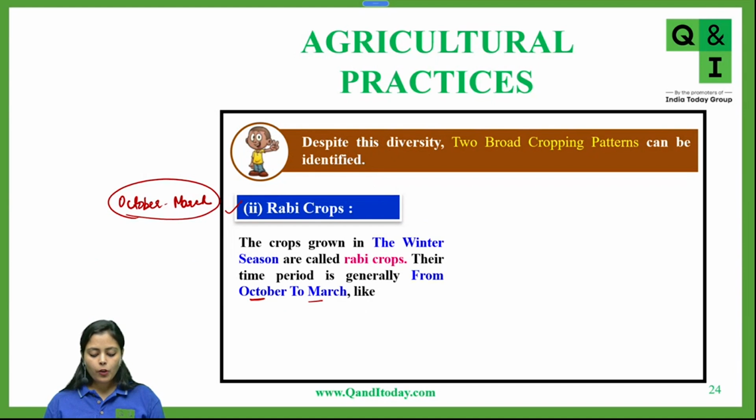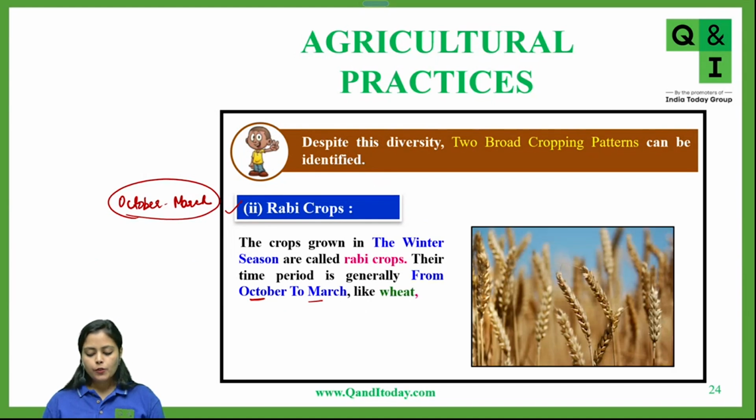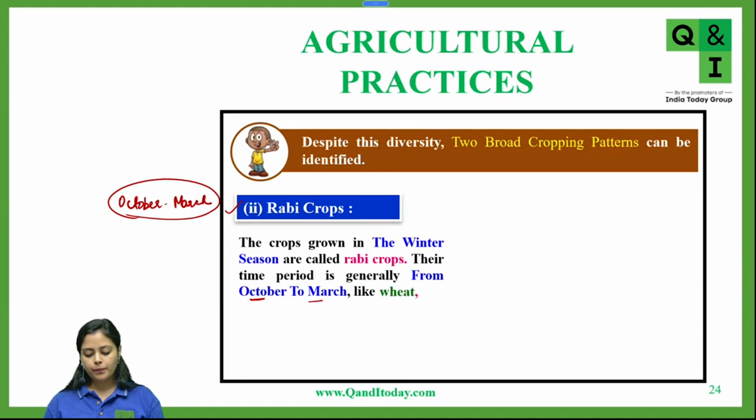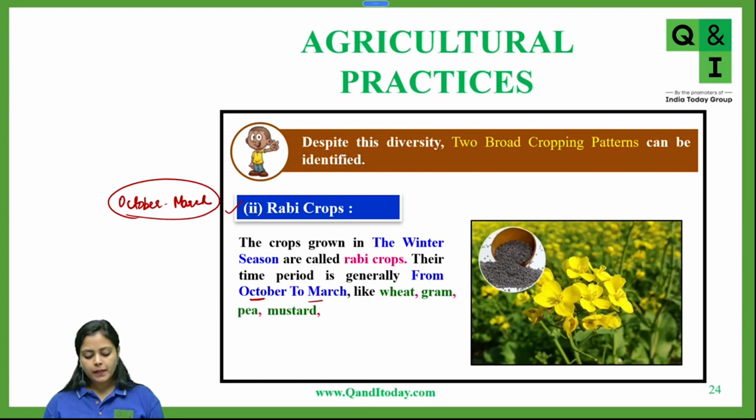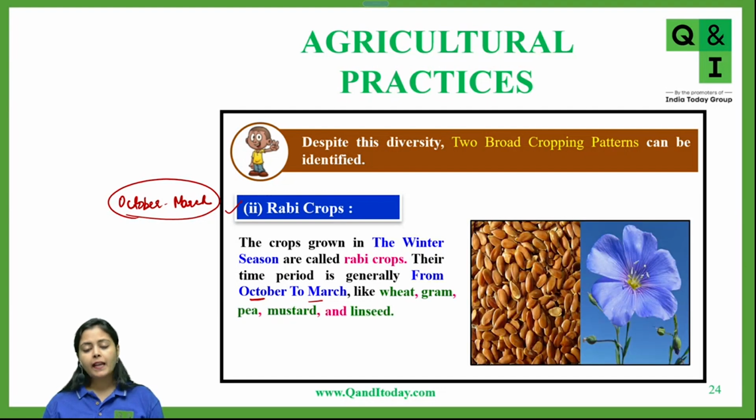So next, Rabi crops, October to March. Examples are wheat. Then you have gram, pea, mustard, and linseeds. These are the various examples of the crops which are grown during the winter season. Got it, everyone? Clear? Now the third type of crops are called zaid crops, not zair crops, zaid crops.